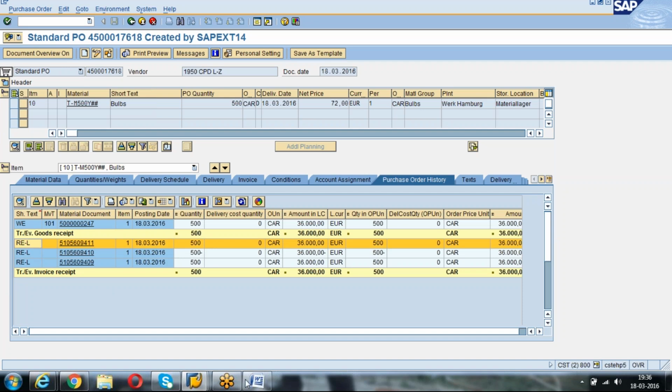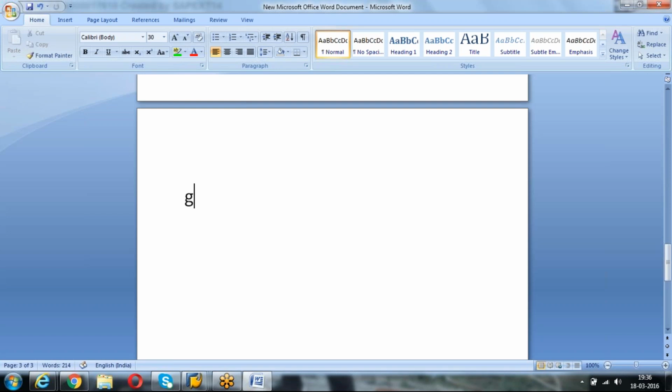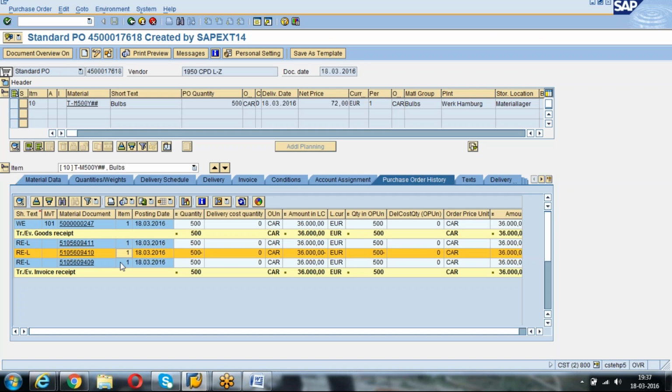Now we came to the place of GR, 500 quantity was done, and IR, 500 quantity was done. Now we are in this place. Because these two are nullified, one credit memo and one debit memo, I have done one more fresh IR with 500.